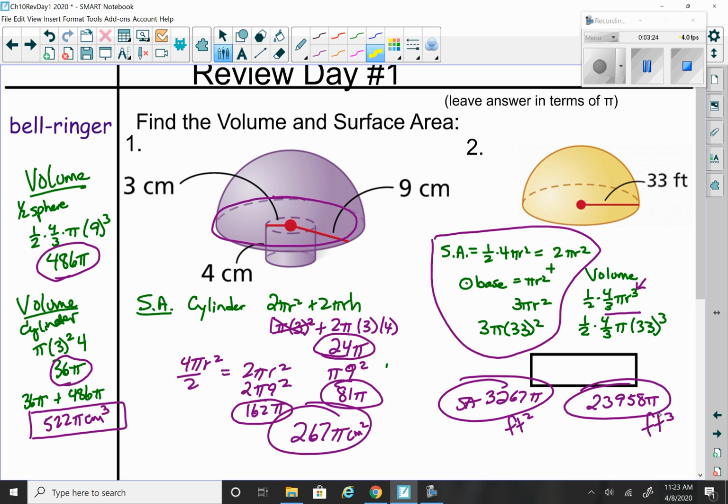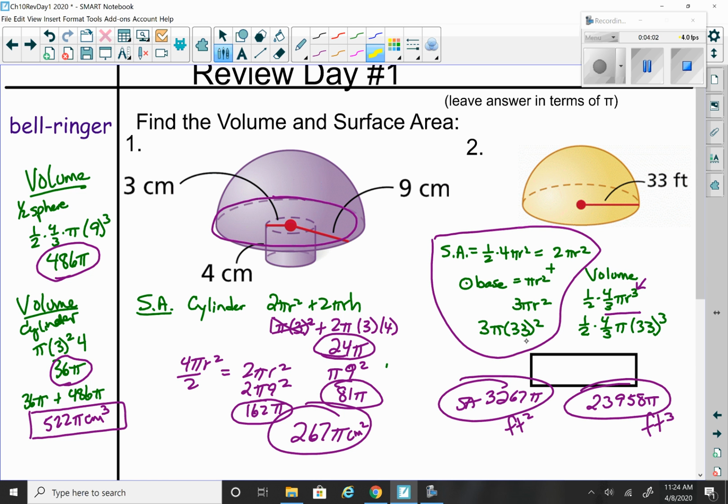Then for the surface area, again, you have the dome shape, half of 4 pi r squared, but then you also have that circle on the bottom. So that's pi r squared. The base is pi r squared. And then when I add those together, I came up with 3,267 pi. So I added together the dome, 2 pi r squared, and then the bottom of the hemisphere, and I got 3,267 pi. So just check over your answers.